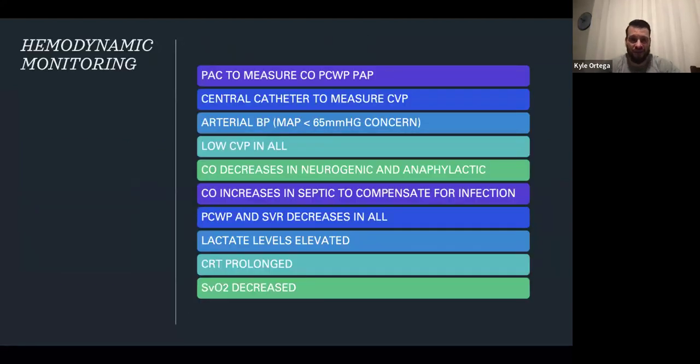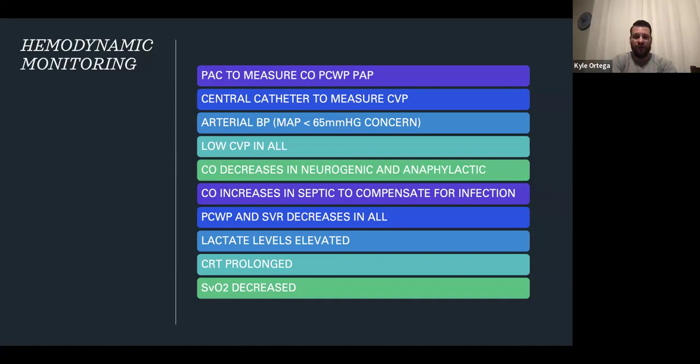All right, so hemodynamic monitoring for distributive shock. We're going to use the pulmonary artery catheter or Swan-Ganz. We're going to measure the cardiac output, pulmonary capillary wedge pressure, or the pulmonary artery pressure. We're going to use the central venous catheter to measure the CVP, the central venous pressure. Like I said, we're going to measure the arterial blood pressure. A MAP below 65 is where our big concern is, and it's very common with this type of shock.